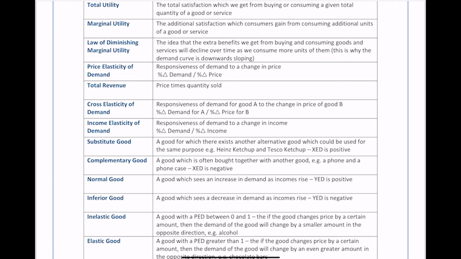And then you've got inferior goods, which is just the opposite. So if you have more of an income, then you see your demand for the item basically decrease, which is why you say that your YED is negative.